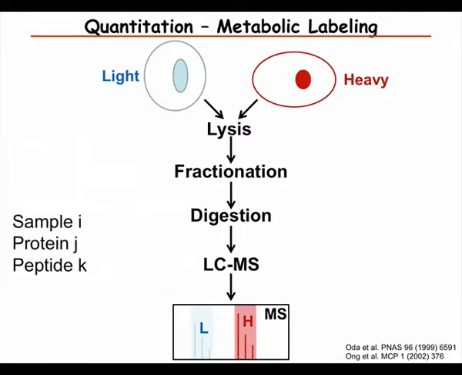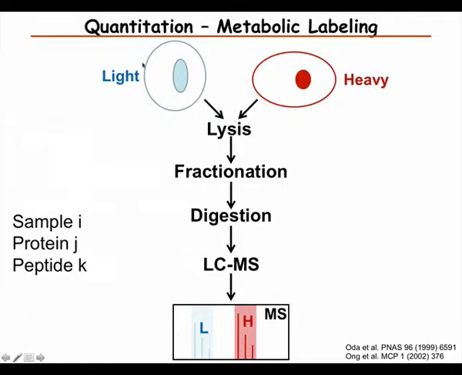So now the other extreme that we can do is to grow the cells in heavy and light medium. In the light medium, we use just the regular amino acids, but in the heavy we've replaced arginine and lysine with heavy arginine and lysine. So then in this case, since every peptide, especially if you use tryptic peptides, has labeled arginines and lysines, we can mix these samples at the beginning.